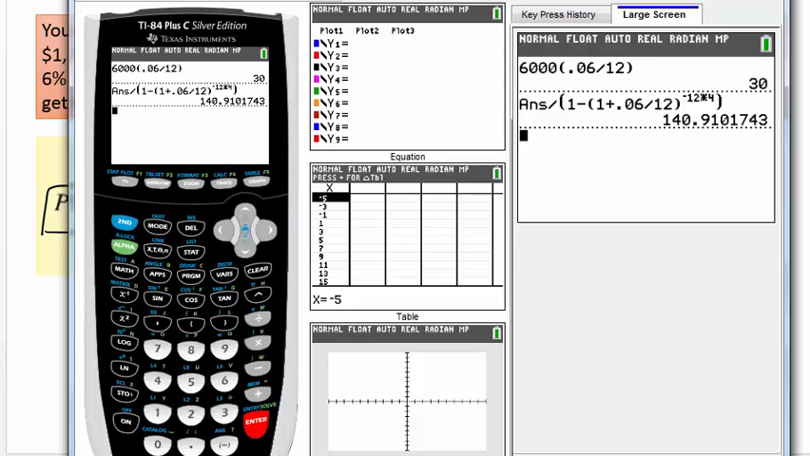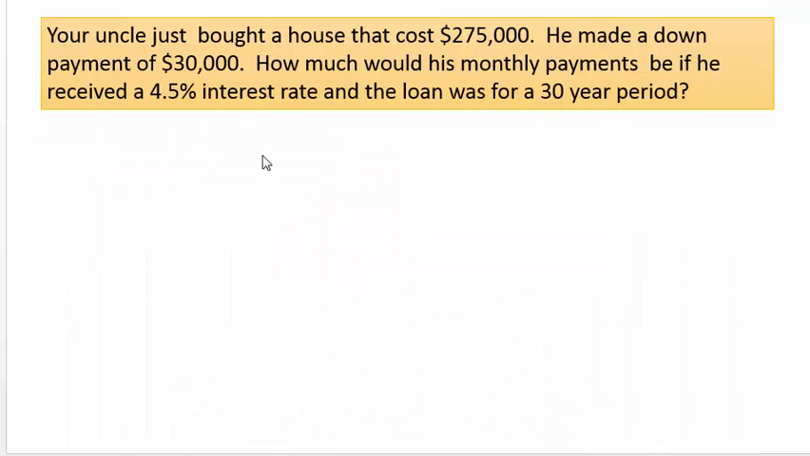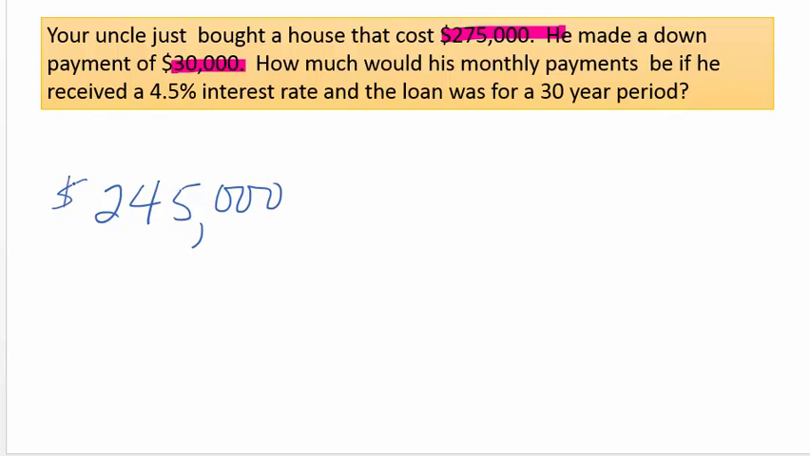That's it for this lesson, but I really want to show you something about buying a house. Let's say your uncle just bought a house that cost $275,000, and he made a down payment of $30,000. Do you agree that he is borrowing $245,000? Because you subtract that, and a down payment means you're making a payment before you even start financing, which reduces how much you're financing. So the principal is going to be $245,000.